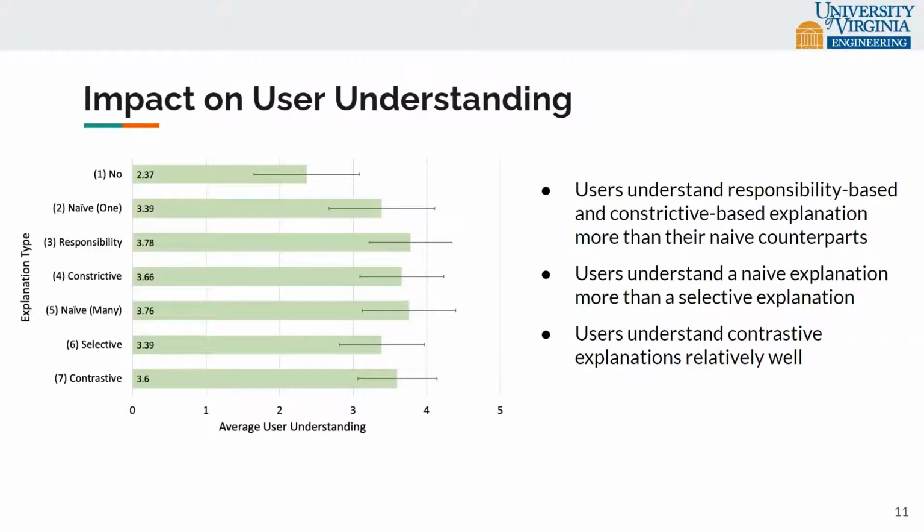In terms of understanding, we found that users understood any explanation over no explanation as expected, and that users understood the responsibility and constrictive explanations more than their naive counterparts. However, users understood selective explanations less than their counterparts, showing that explaining more states leads to higher understanding. Contrastive explanations showed a combination of all three factors in terms of understanding. They are more understood than selective explanations, but less than responsibility or constrictive.